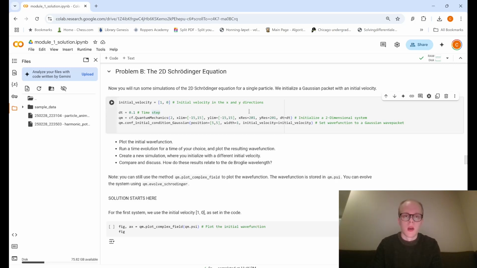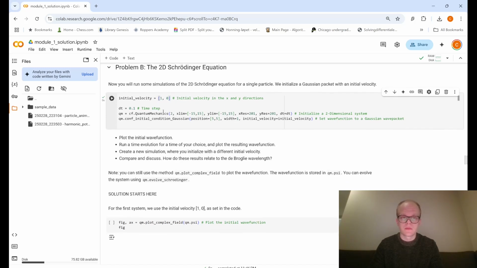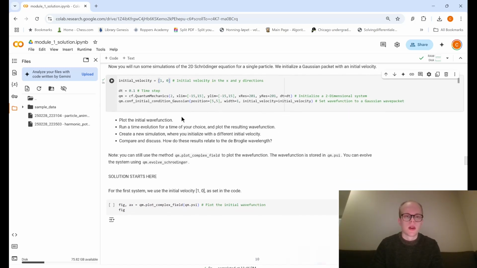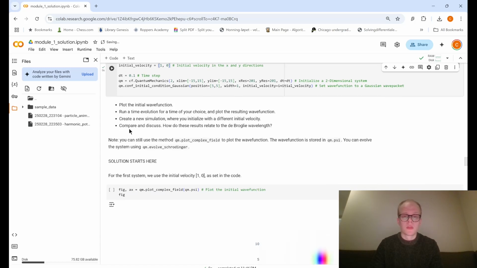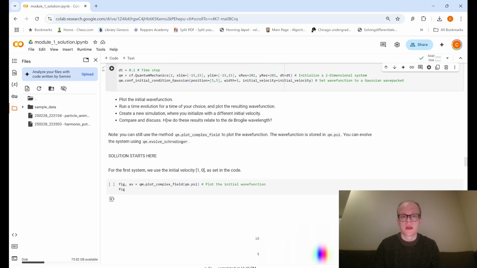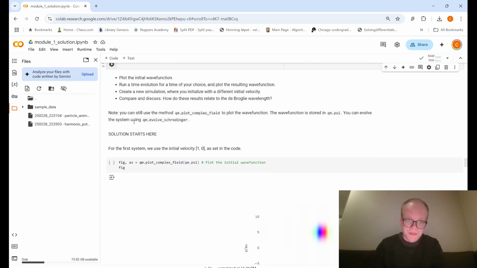In this problem, we will run some simulations of the two-dimensional Schrodinger equation for a single particle. We again initialize a Gaussian wave packet, this time with initial velocity 1, 0. For this problem, we're supposed to plot the initial wave function, run the time evolution, and plot the resulting wave function after the time evolution. And then we're supposed to repeat this for a different initial velocity. And then we're supposed to give a brief comment on how these results relate to the de Broglie wavelength. All right.